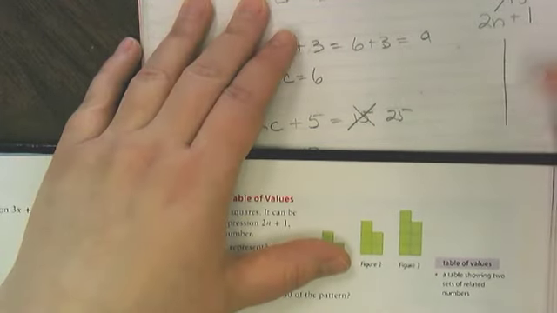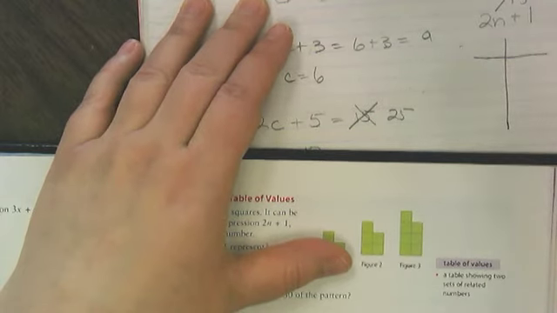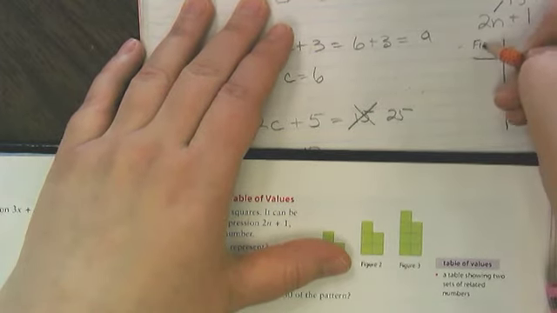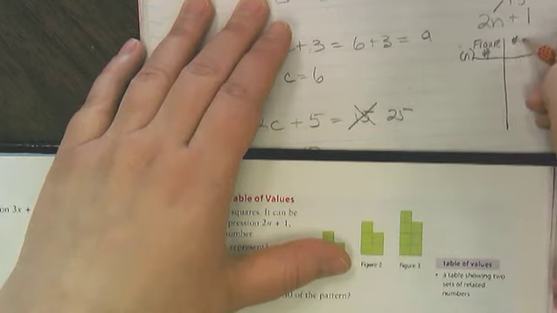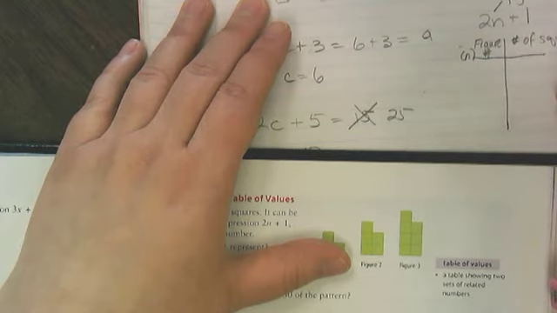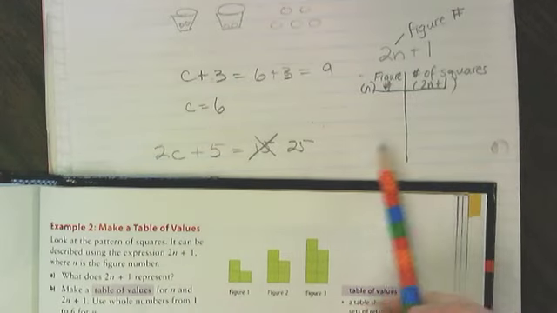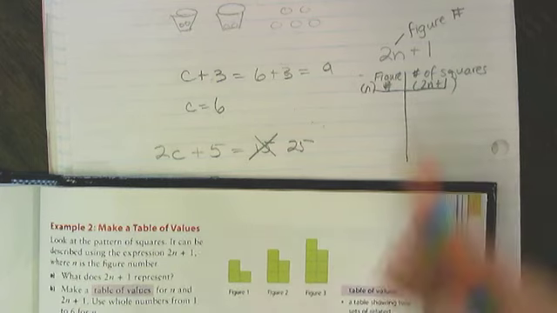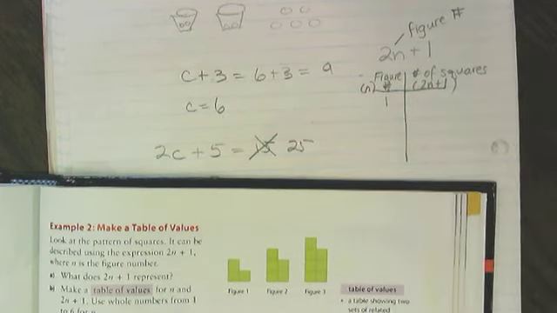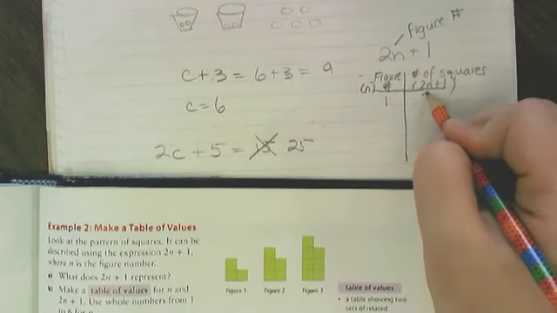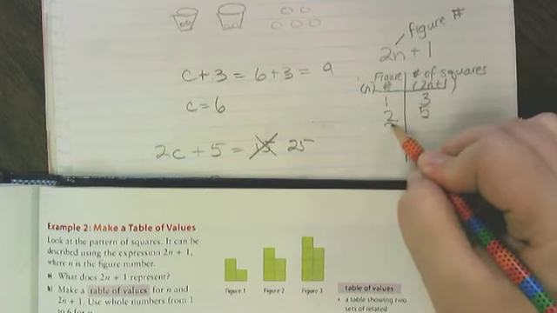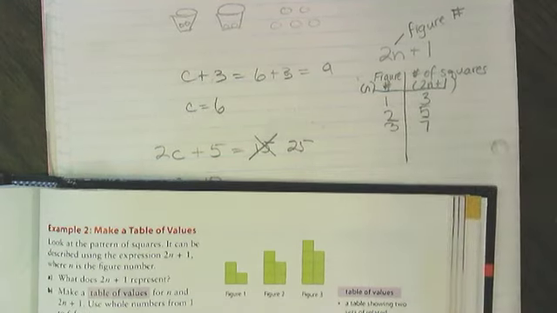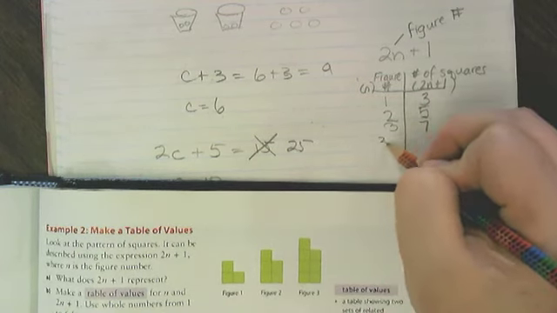So we're going to make a table of values. The figure number on one side, the number of squares on the other. When the figure number equals 1, how many squares are there? 3. For figure number 2, how many squares are there? 5. For figure number 3, how many squares are there?